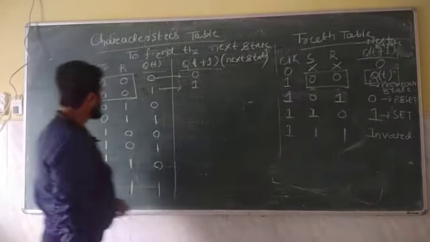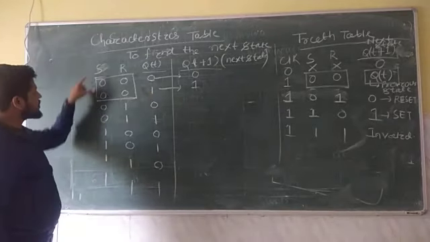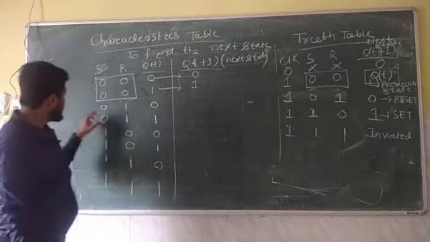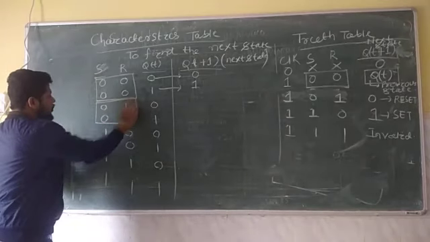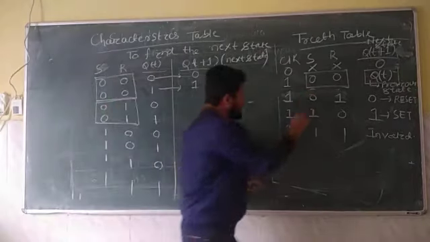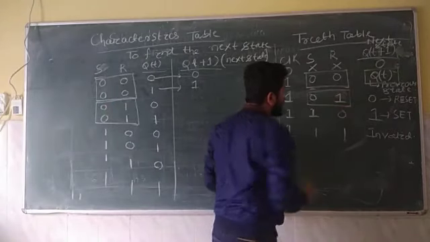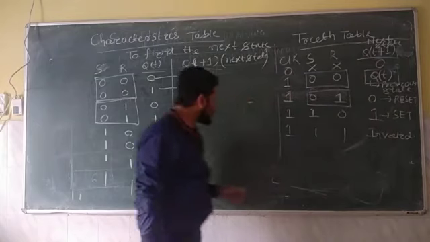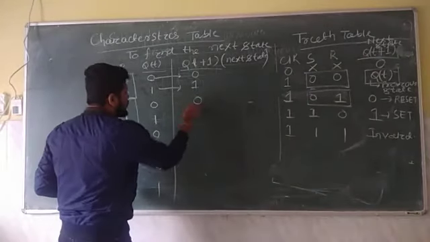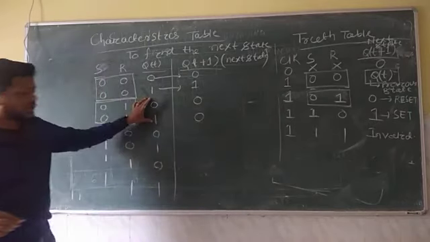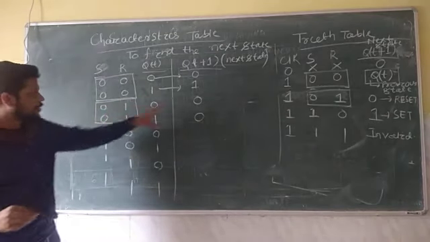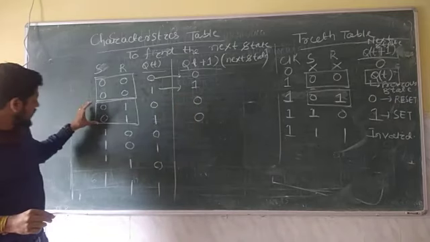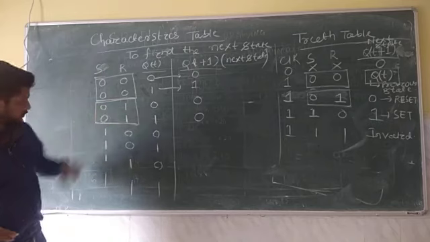Then the moment you see S is equal to 0, R is equal to 1, whatever may be the previous state, Qt plus 1 is always going to become 0. Whatever may be the previous state, it changes to 0. It will reset because S is equal to 0 and R is equal to 1.